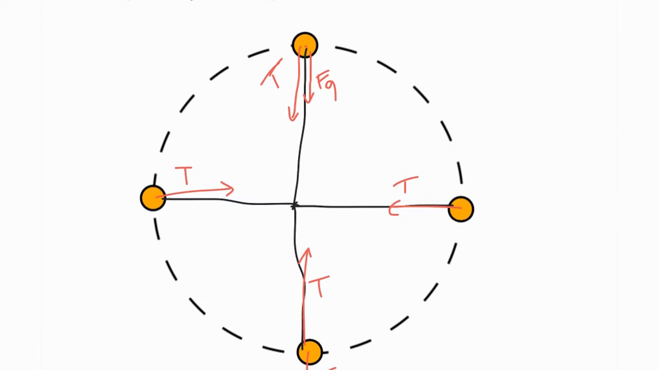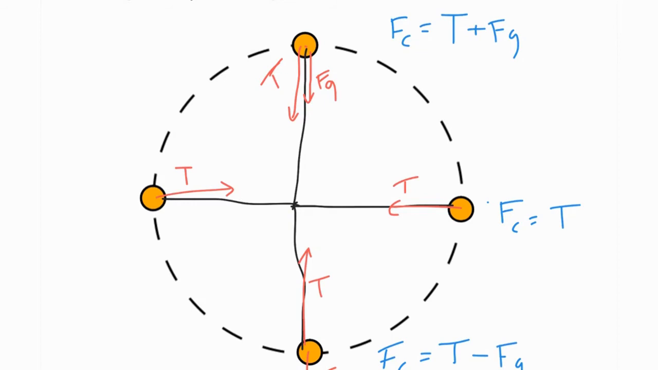So if we think about the centripetal force, it's the center-seeking force at all these different points, but at the top here, it's tension plus gravity. At the sides, my centripetal force is just tension. And at the bottom, my centripetal force is tension minus the force of gravity. So by drawing free body diagrams, we can determine what that centripetal force is and what forces are actually contributing to it.